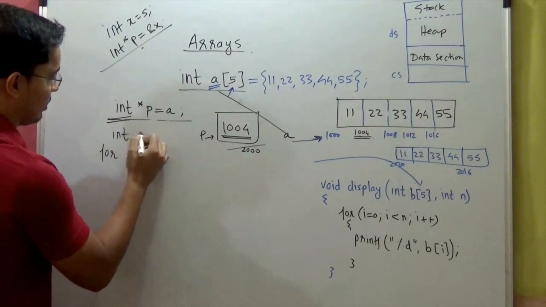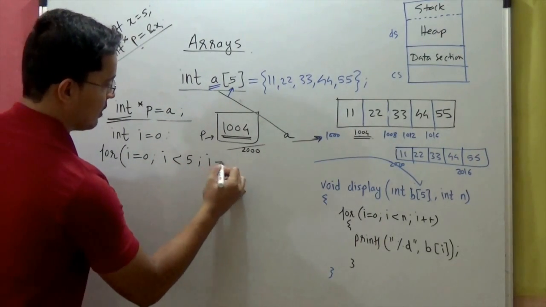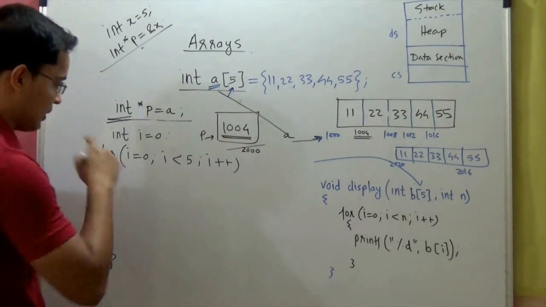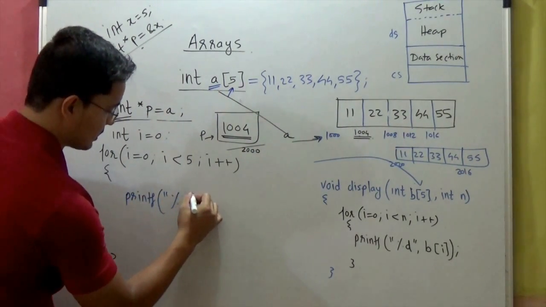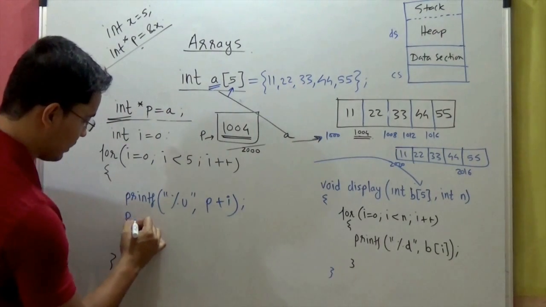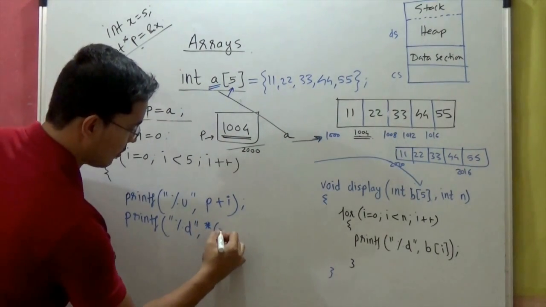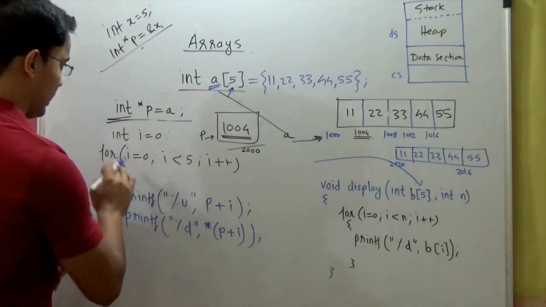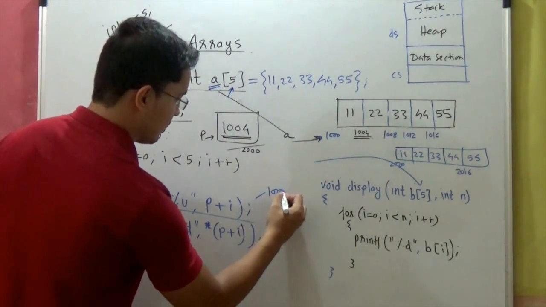Now, I'll take a counter, int i = 0; i < 5; i++, right? And if I want to print the values, I'll say printf. I'll print the addresses with %u, right? p + i. And then I'll print the values. I'll say printf %d, *(p + i). For i = 0, p is a, right? So that is the base address. So this will print the first address, that is 1000, right?